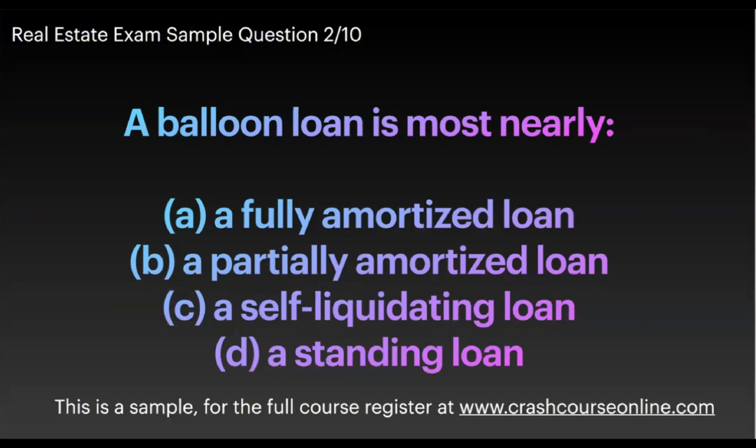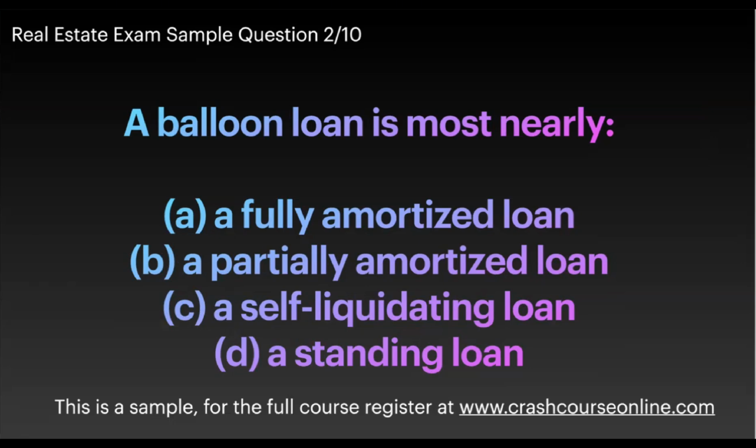B says a partially amortized loan. That one looks good. A balloon loan is not fully amortized. It's only partially amortized, meaning you still have a big balance at the end of the loan, which requires this balloon payment. So B is going to be our right answer. If the loan isn't all paid off, maybe it's interest only, or you haven't paid all the principal at the end of the maturity date, you're going to have a balloon payment. So B looks good.